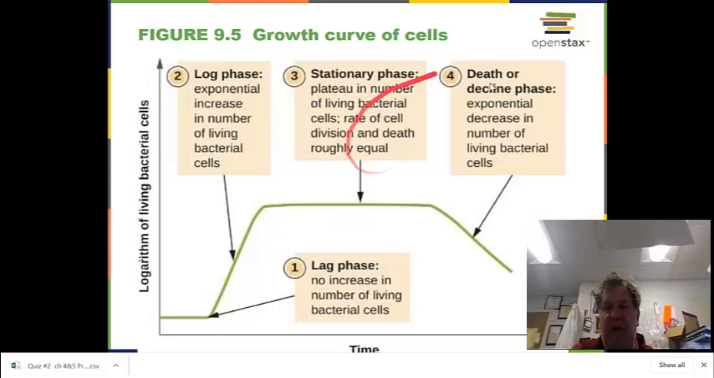And in number four, what we tend to see is that the cells actually start to die off. Again, the cells are producing toxins and things like that, and so the number of deaths exceeds the number of cells being created during binary fission.